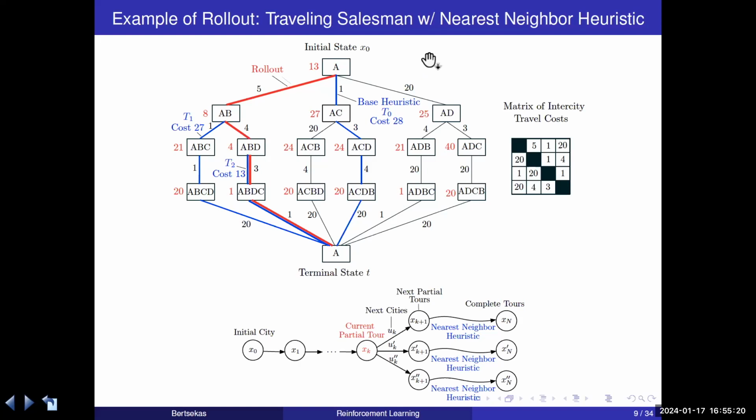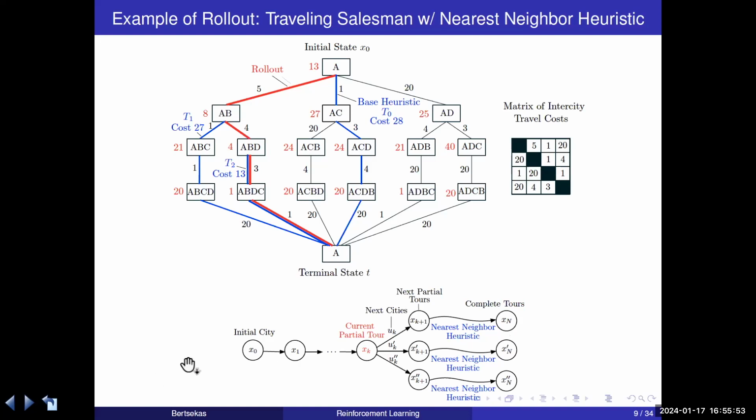And suppose now that we want to apply rollout with a base heuristic, which is very simple. It's the nearest neighbor heuristic. From a given city, you go to the nearest city that you can go to in one hop, okay? So if you are in city B, then you would go to city C because that's the minimum one, the nearest one.